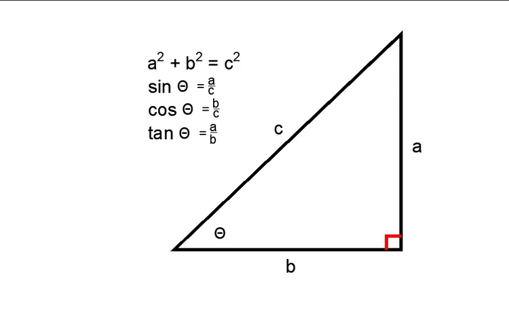The sine of theta is equal to a divided by c, which is the opposite divided by the hypotenuse. The cosine of theta is b divided by c, which is the adjacent divided by the hypotenuse. And the tangent of theta is a divided by b, which is the opposite divided by the adjacent.